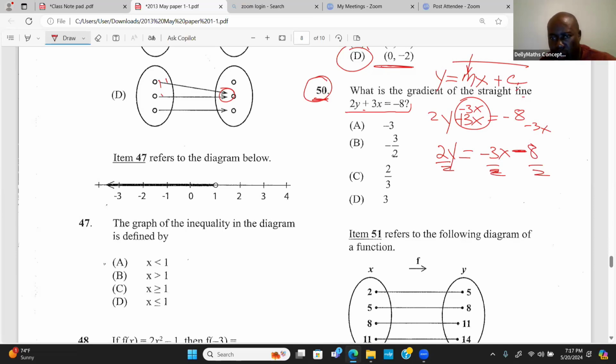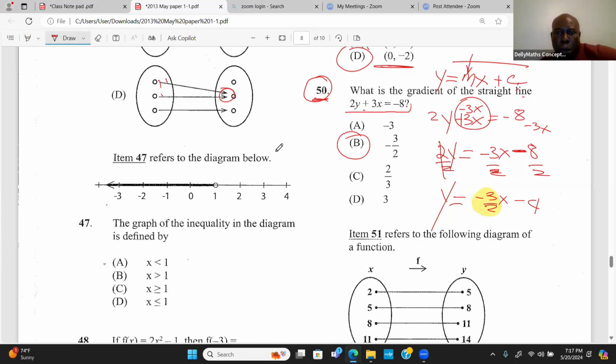Why am I dividing by 2? So that the y is alone. Remember, the objective is that the y must be alone. The focus of the question is the gradient. Gradient comes in front of the x. So I don't care about that 4 on the back. So I'm looking for negative 3 over 2, which is B.